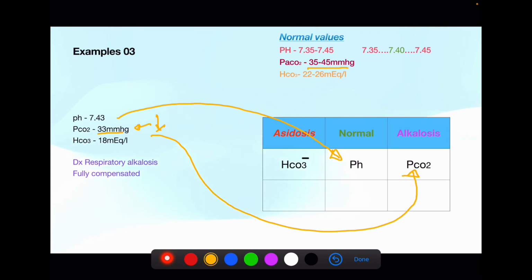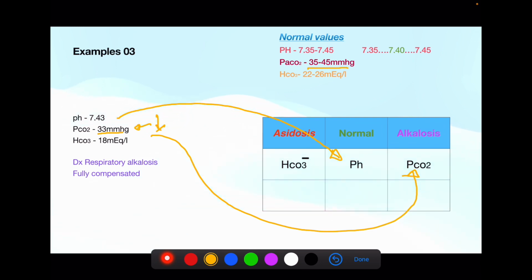Now you are dealing with the bicarbonate. Bicarbonate is 18; the normal is 22 to 26. Then your bicarbonate is on the lower side. It means when your bicarbonate is on the lower side, it causes alkalemia or acidemia?